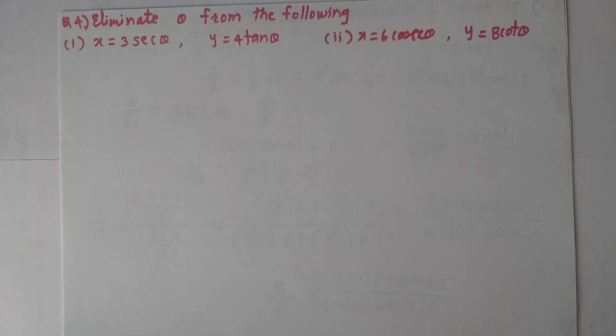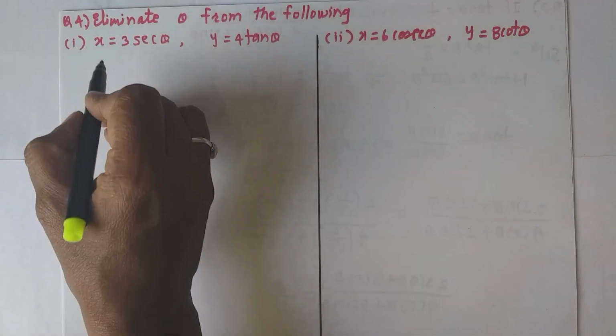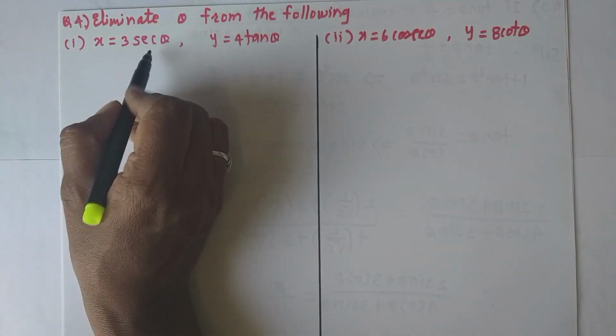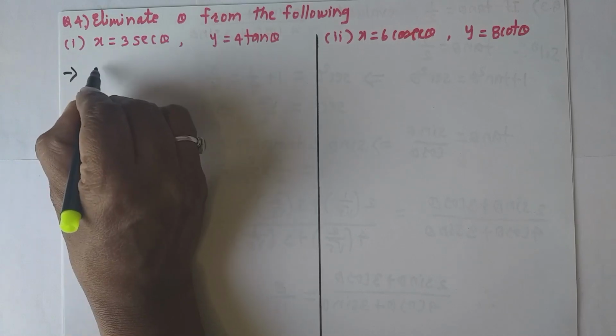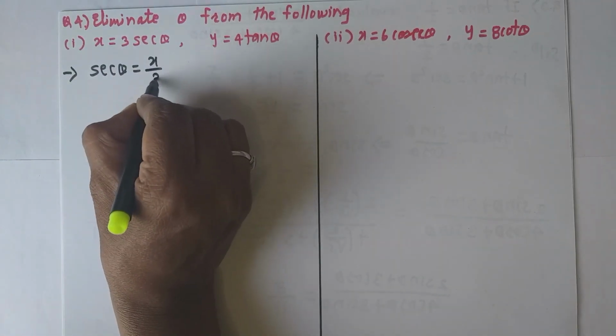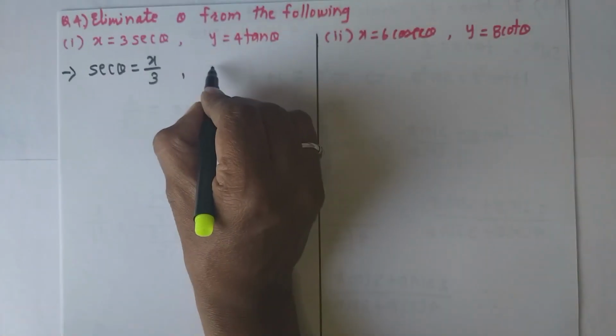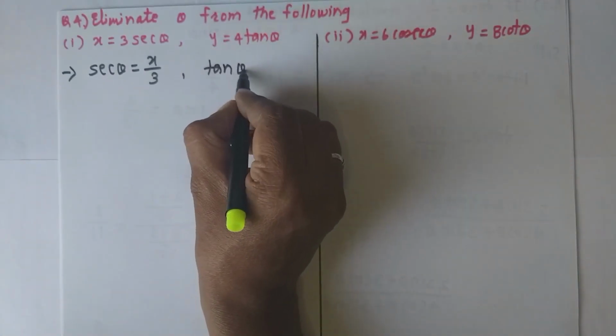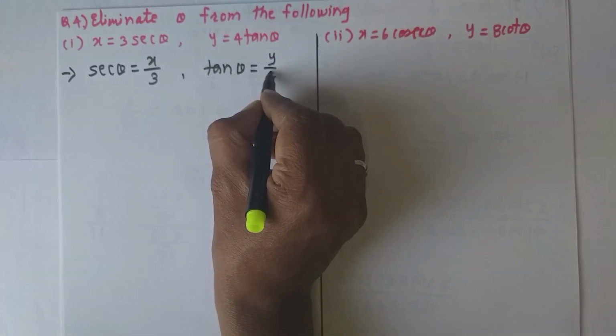Now let's see what is the question. Eliminate theta from the following. Eliminate theta means we have to form new equation which does not contain theta. Let's see the first. Here from this equation x is equal to 3 sec theta, in the solution I will write sec theta is equal to x by 3. And from this second equation I will write tan theta is equal to y by 4.